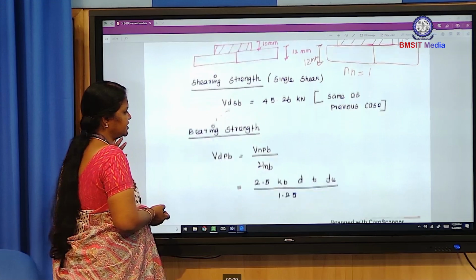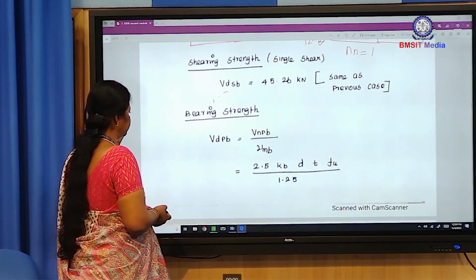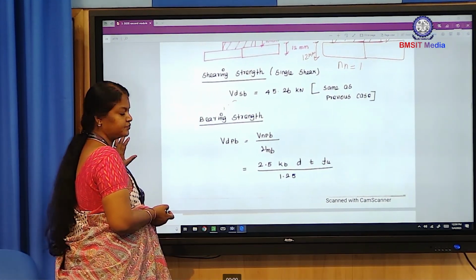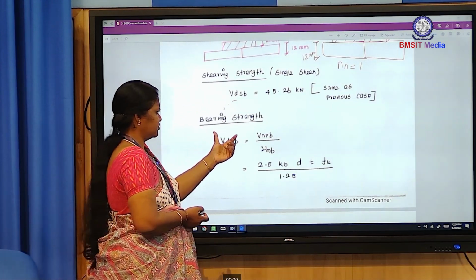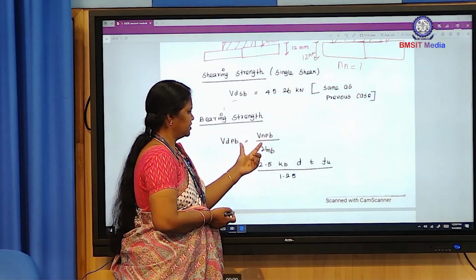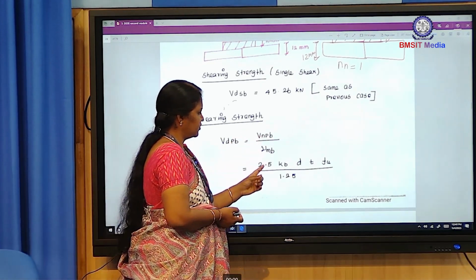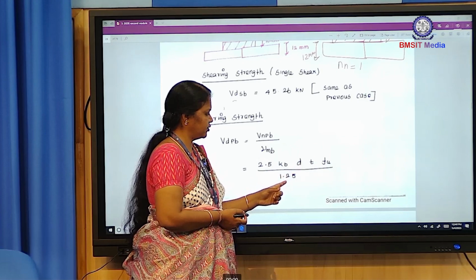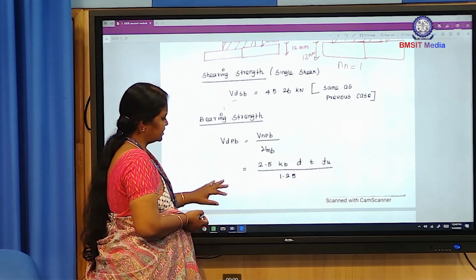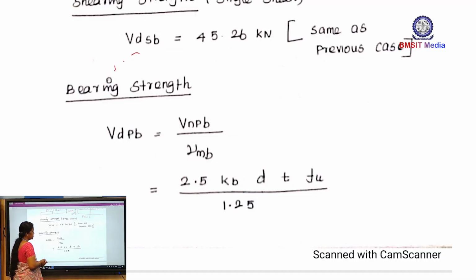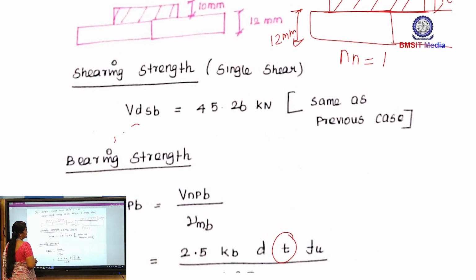Now coming to the bearing strength of the bolt. Here the same formula, VDPB equal to VNPB divided by gamma MB. Here VNPB equal to 2.5 kb d t FU divided by 1.25. What is the difference between this case and the previous case? Only the thickness. Here two different thicknesses are there. One is the thickness of the main plate, another one is the thickness of the cover plate.